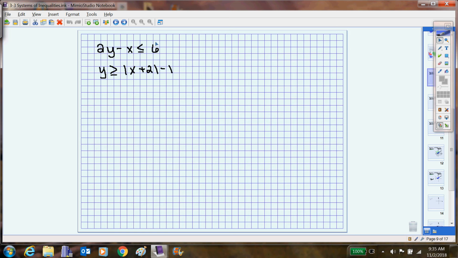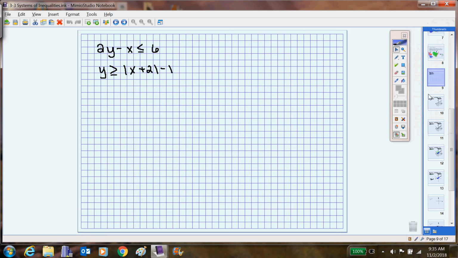Any ideas about, for this linear one, how do we make it easier to graph? Y equals mx plus b. We have to solve it for y first. So let's solve this one for y and then proceed to do our inequality and our graphing. So go ahead and get y by itself. It'll take a minute to do that. 2y minus x less than or equal to 6.